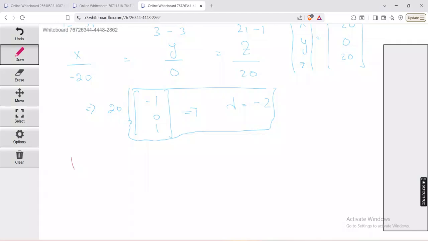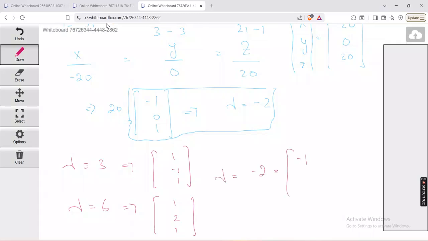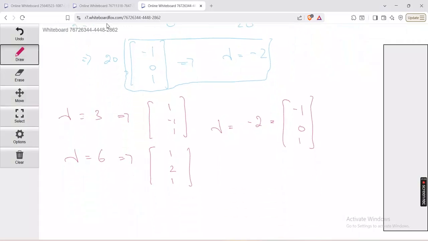So we can say that for lambda is equal to 3, you get matrix 1, minus 1, 1. When lambda is 6, you get matrix 1, 2, 1. And when lambda is minus 2, you get minus 1, 0, 1. So this is your answer.